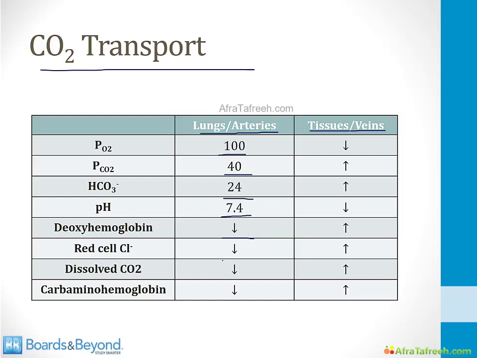The red cell chloride content is low. That's because red cells aren't carrying a lot of carbon dioxide and aren't making a lot of bicarbonate. The dissolved CO2 content is low because blood has not yet gone through the tissues where it picks up CO2. And then finally, the amount of carbaminohemoglobin is also low.